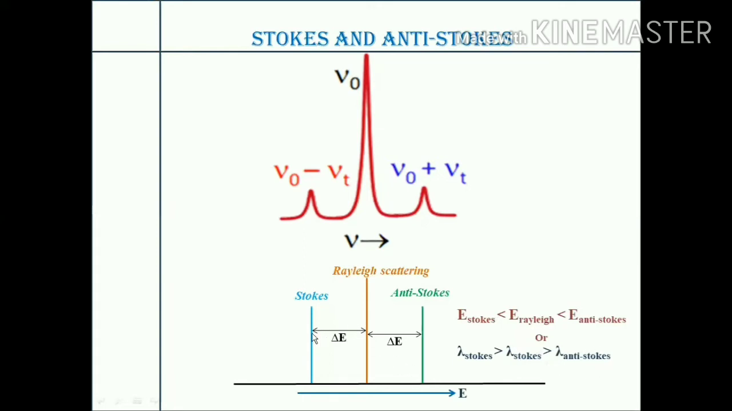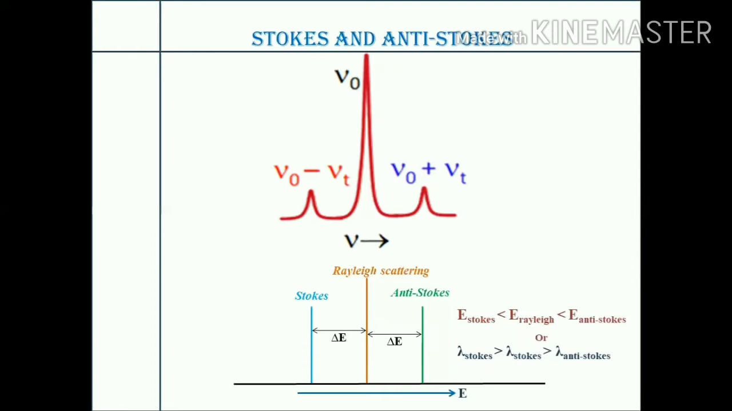Now this gap, the arrow which represents a gap between the Stokes line and the Rayleigh scattering, is actually the change in energy. It represents a change in energy. Likewise, between the Rayleigh scattering and the anti-Stokes line, it is also a change in energy over here, right? Now there is one thumb rule which we all should remember while studying Raman spectroscopy, because that will help in our numerical part in future.